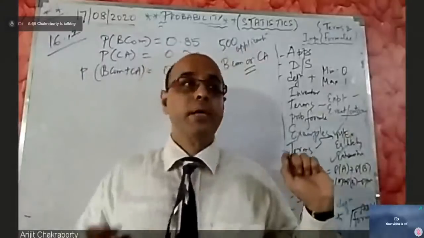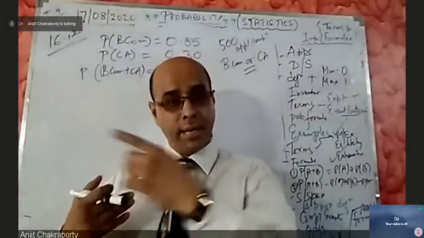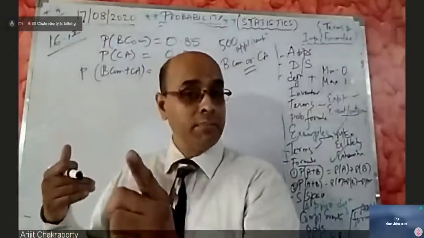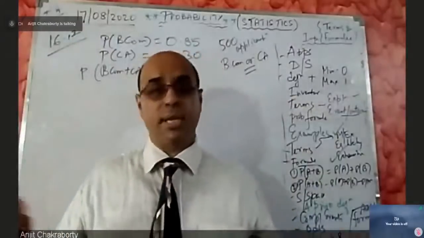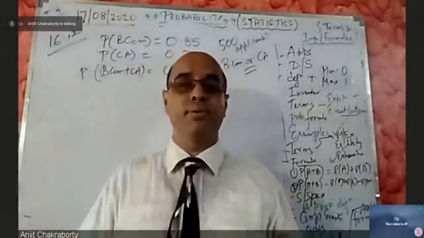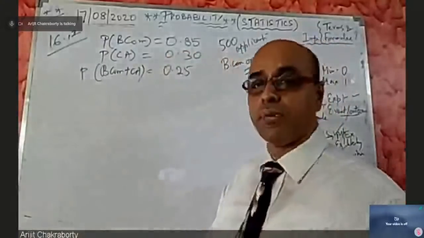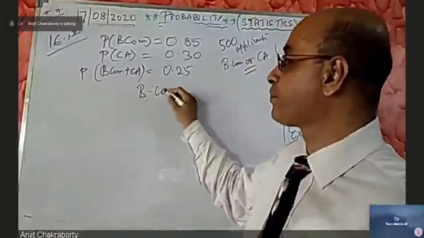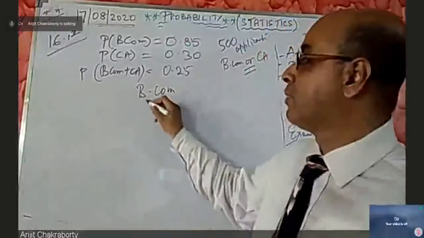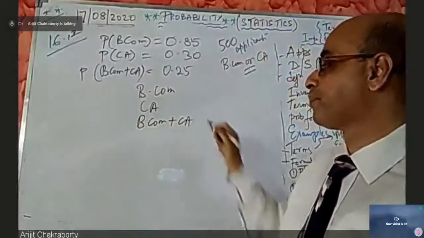Event number one. The second event can be I am a CA and I am applying for the same job, but I am not a commerce graduate. I am a science graduate. The third possibility can be I am a CA applying for the job, but I am also BCom. So there are three outcomes possible: only BCom, only CA, or BCom plus CA.